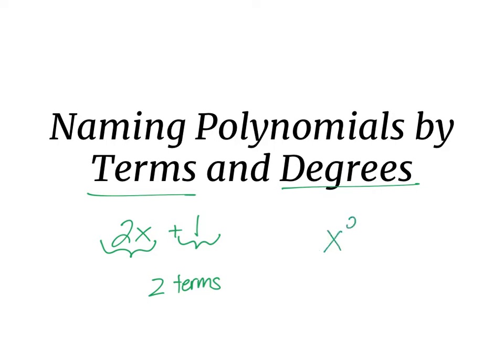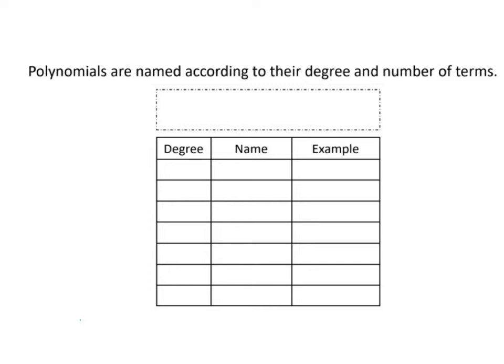So if you have x squared, this would be a degree of 2. If you have x squared y, now this would be a degree of 3, and so on. And we'll talk a little bit more about that as we get through what we have for today. So, polynomials are named according to their degree and the number of terms. So, when we talk about degrees, this is kind of an important definition for a polynomial with one variable.